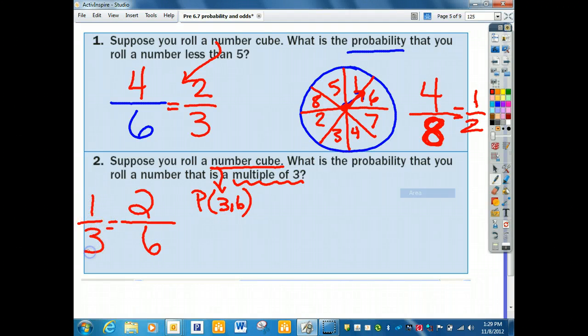Let's do that one on the spinner over here. The probability of a multiple of 3 on that spinner. How many multiples of 3 do we have here? Still 2, isn't it? So 2 over 8, which equals 1/4. Questions? You guys are just doing great. Okay, let's continue on.